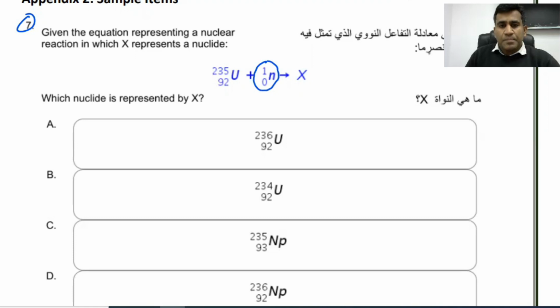You just need to add the upper number with the upper number. It's going to be 235 plus 1. My new resulting element must have an atomic mass of 236, and the number of protons is added with 0, so 92 plus 0 is 92 itself. So the element must have atomic number 92 and atomic mass 236. That is represented in option A. It should be U92 236.